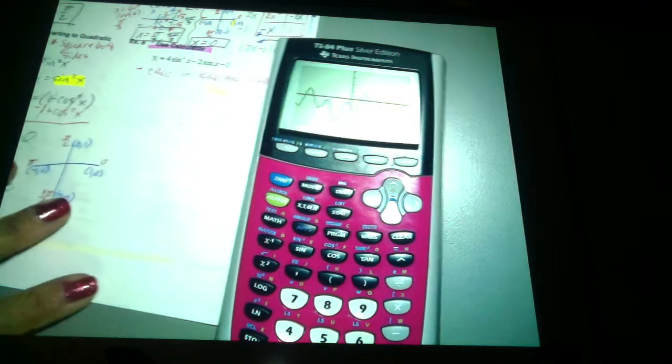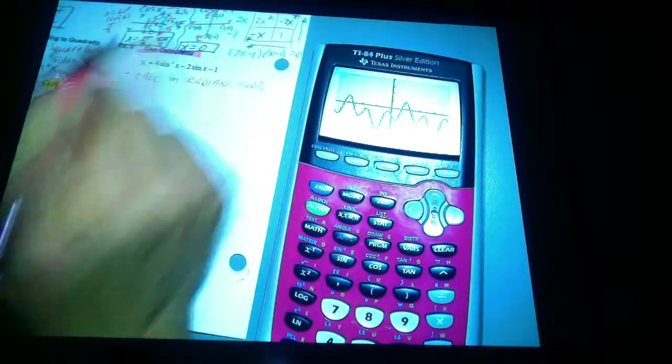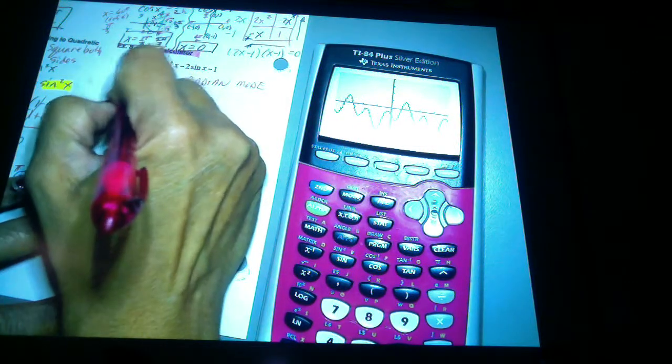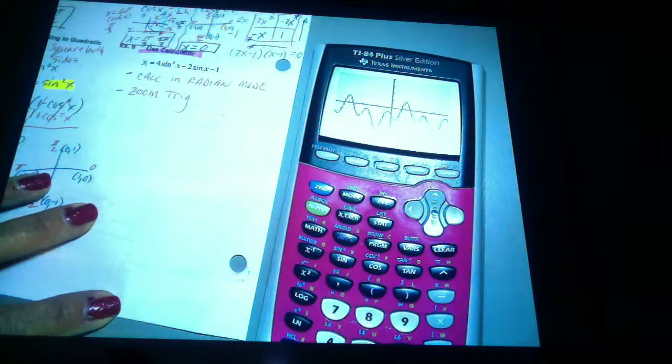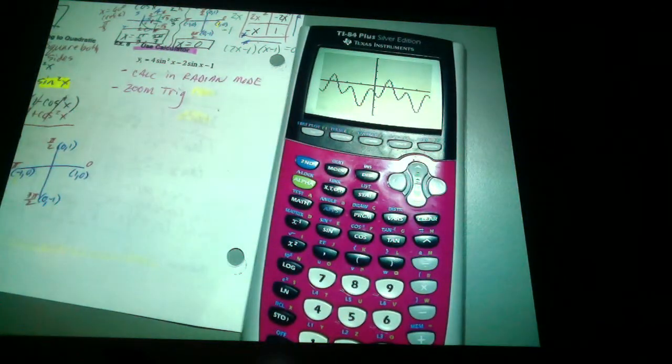So the other thing you need to write in here is remember, once you do zoom trig, it tends to stay in zoom trig, but you have to keep tracking it. So then you need to hit zoom trig. What that does is it just zooms it in a little bit so you can actually see the curve better. The radian measure allows us to see our interval that we're looking at from 0 to 2 pi.